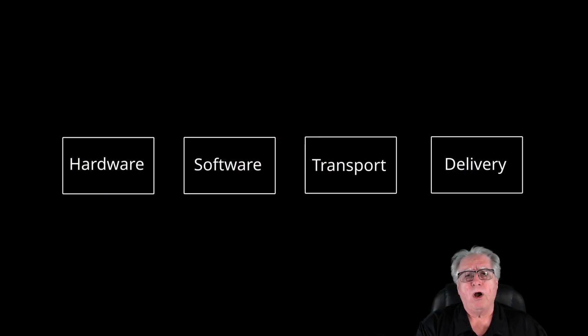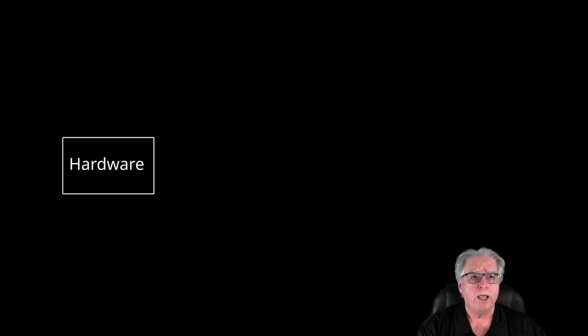Now, we're going to get in depth on the four areas that we deal with in any kind of digital RF communication: hardware, software, transport, and delivery. And we're going to get started where everybody seems to have the most difficulty getting things hooked up. I want to start with hardware.